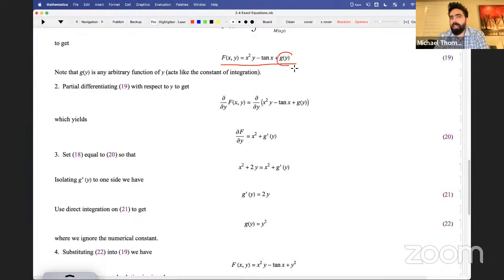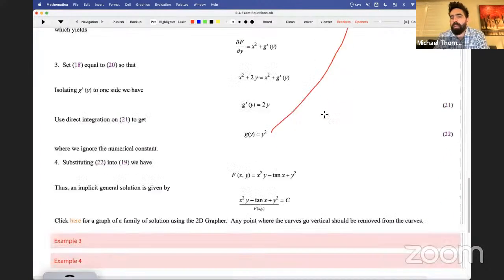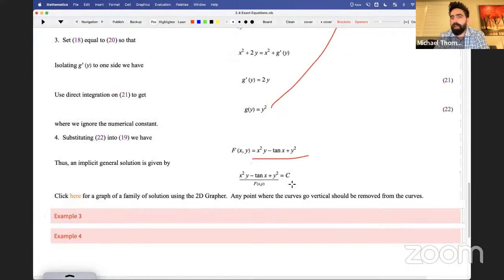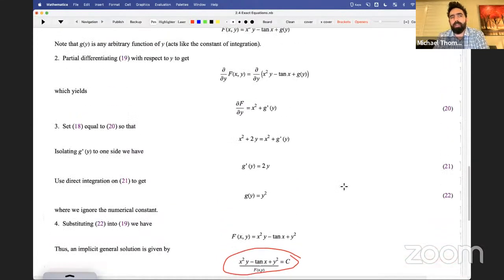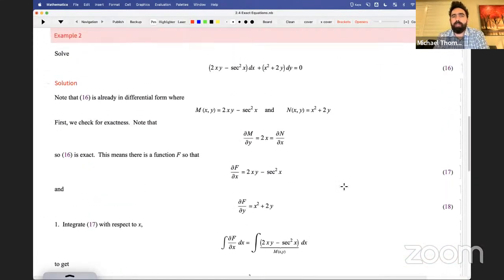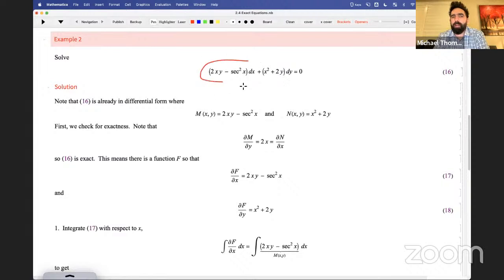Now that we know what g of y is, we can simply plug it in. And yeah, technically there's a plus c there, but it doesn't matter because we're going to be setting it equal to c anyway. And then the c gets absorbed to the other side. So it technically doesn't matter if you put that c in there. Okay, so here we go. There's our general solution to the original differential equation, which is given right there.